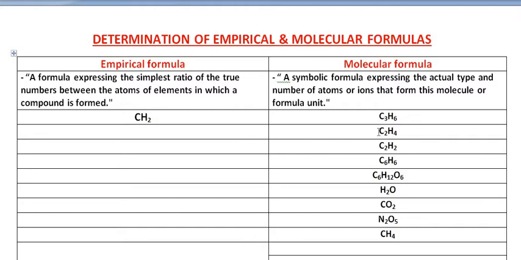This is another molecular formula of another compound called ethene. If you want to convert the molecular formula of ethene into the empirical formula of ethene, just divide over 2. 2 is the greatest common factor between 2 and 4. So dividing over 2, you get CH2 also.